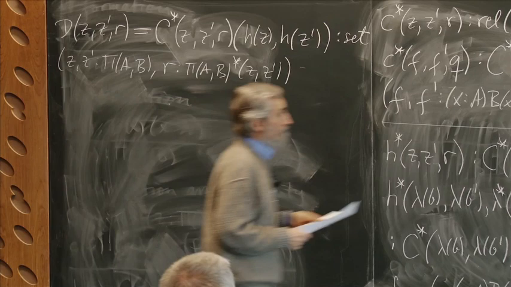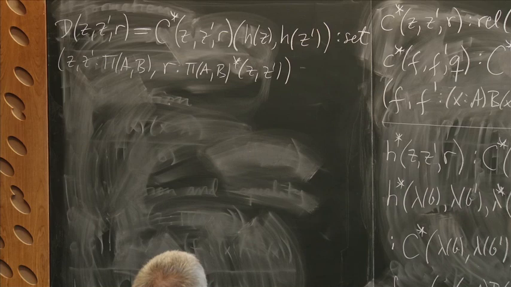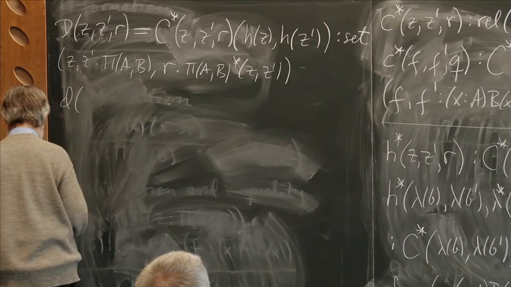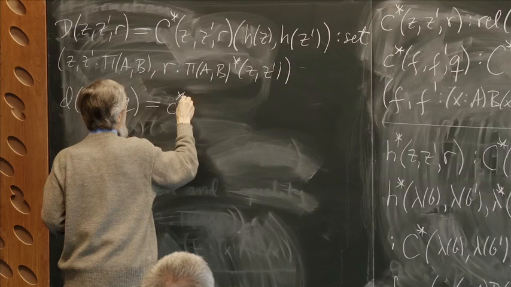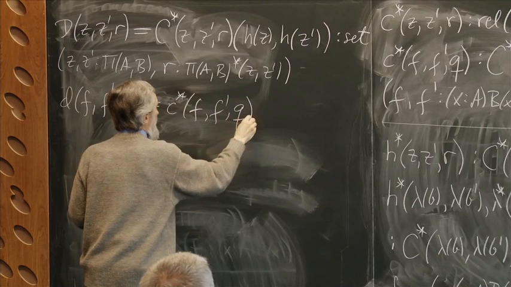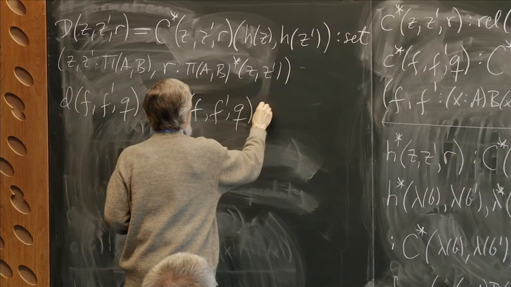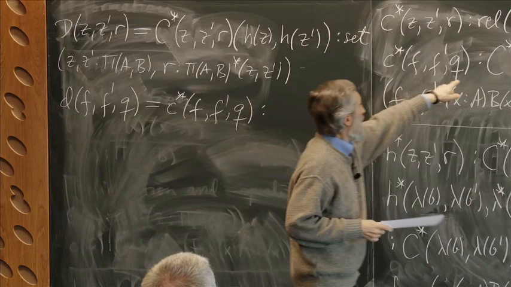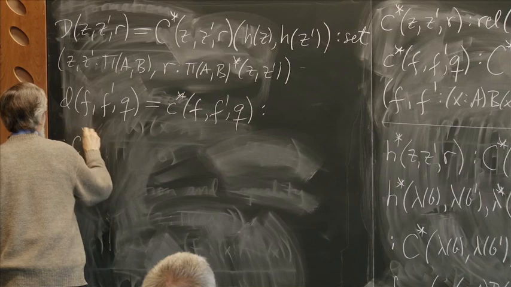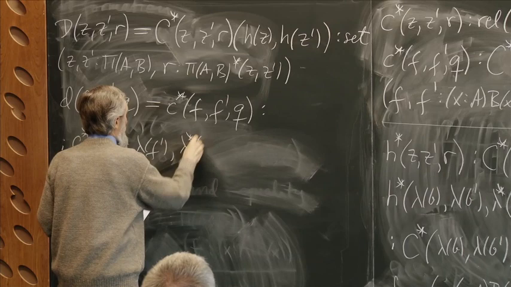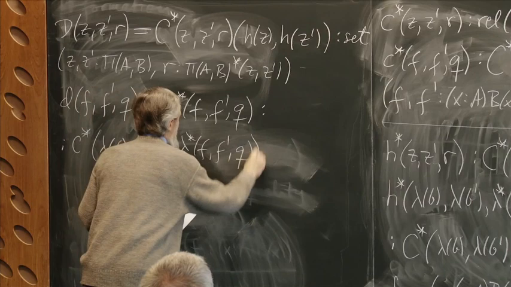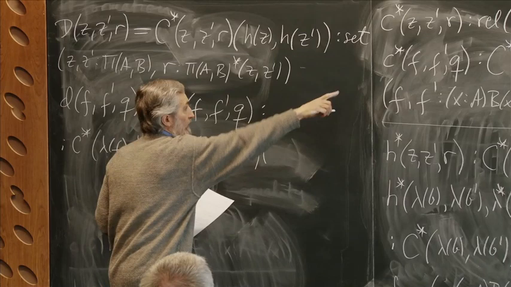And then we have to choose the proof little d in a matching way. So we choose little d, which has the three arguments f, f prime, q, to be c star of f, f prime, q. And the typing of a C star of F, F prime, Q we have there, with C of F and C of F prime.